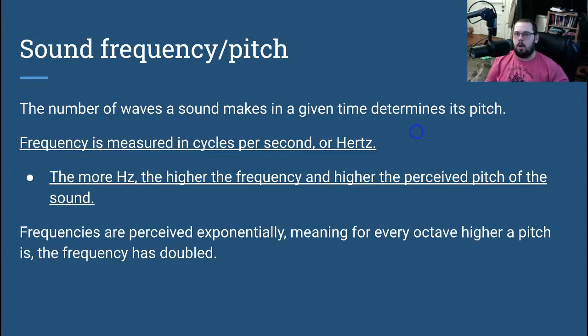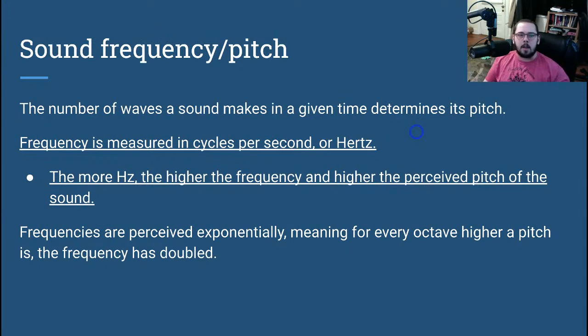So a note way down here is going to have a much lower frequency in terms of vibrations per second than a note way up here. It's going to be much higher. Essentially, if you've ever played any kind of music, you know that we have this cyclic repetition of pitches that we hear.